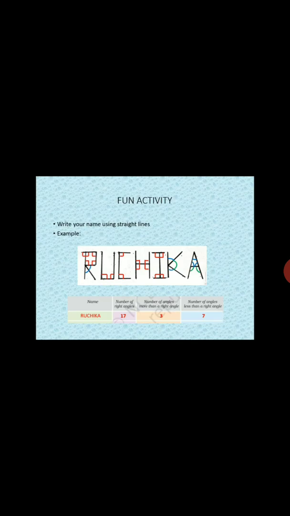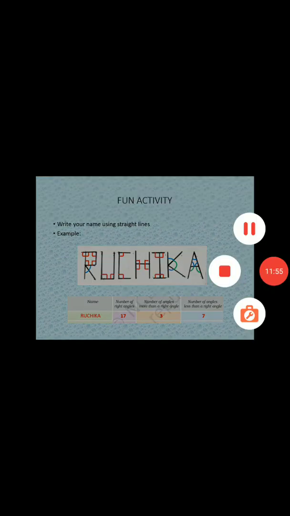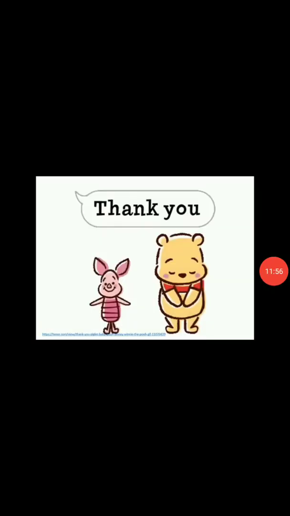Now you will do this fun activity at your home. You have to write your name with the straight lines, and you will also count the number of right angles, acute angles and obtuse angle. Okay class, hope you have understood what I tried to make you understand. Thank you so much, and you will do your assignment in your notebook. The name assignment is in the notebook, and the rest of the work you have to do in your NCERT book.